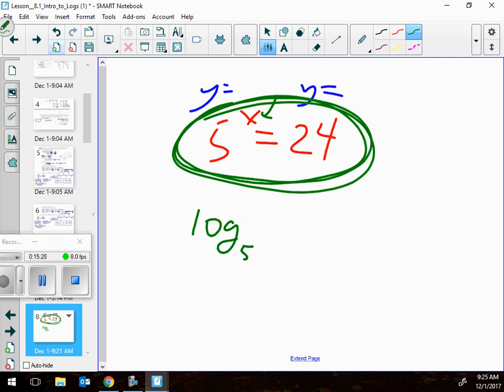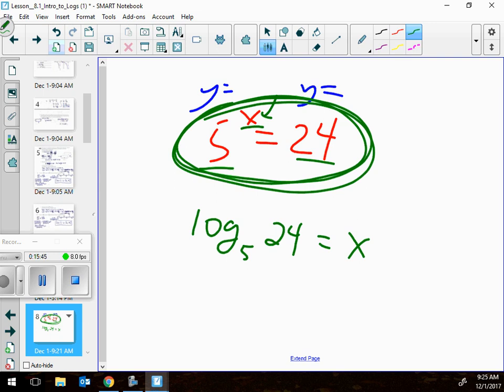So there's only 3 things. There's a 5, there's an x, and there's a 24. So I just told you it's not as simple as the next thing being the x. It's not. It's the 24. Equals x. There, I have rewritten an exponential into a log.